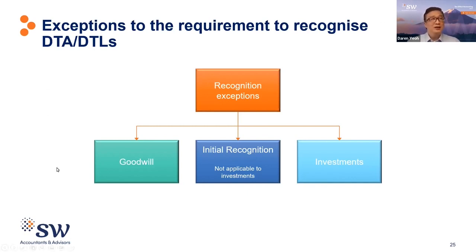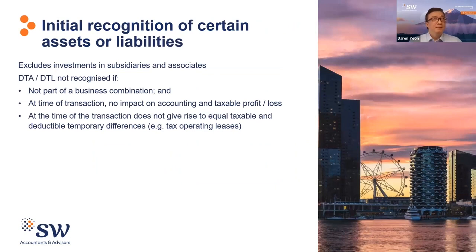So the first one is goodwill. It's easy. If you see goodwill, do not recognize anything for it. The other 2 recognition exceptions are the initial recognition exception and the one relating to investments in your associates and subsidiaries. So we'll look at the initial recognition exception first. It obviously does not apply to investments because there's one specifically for them.